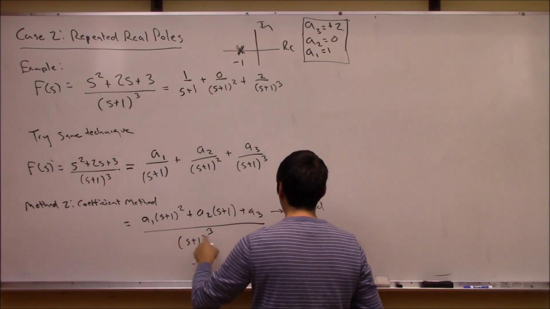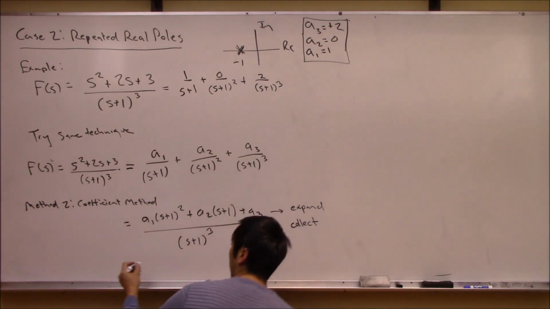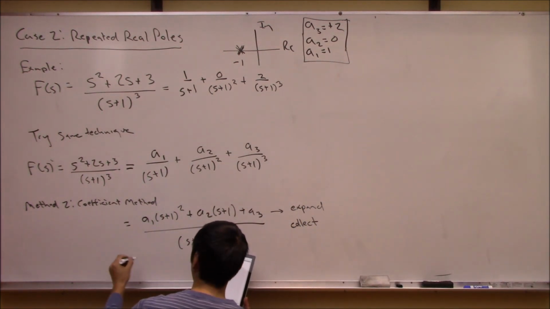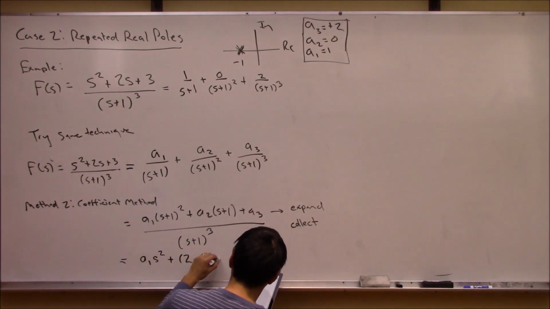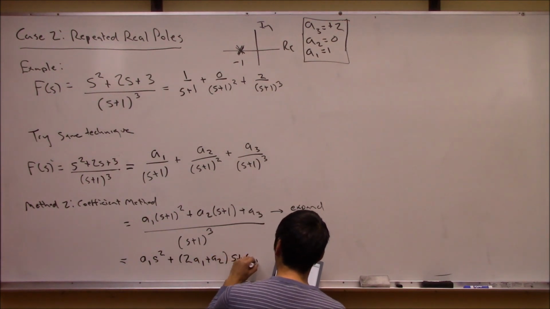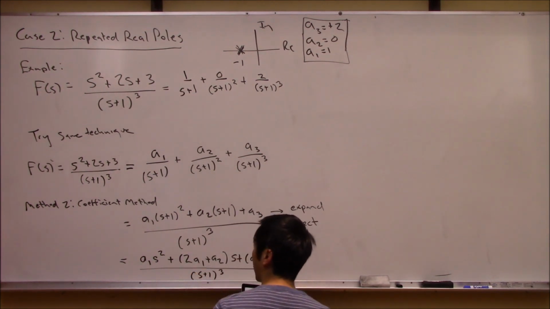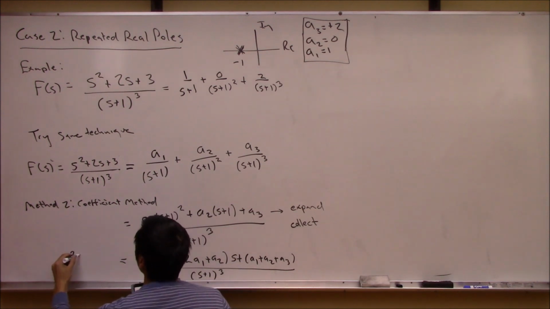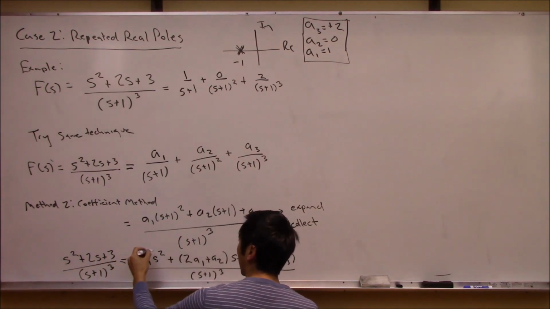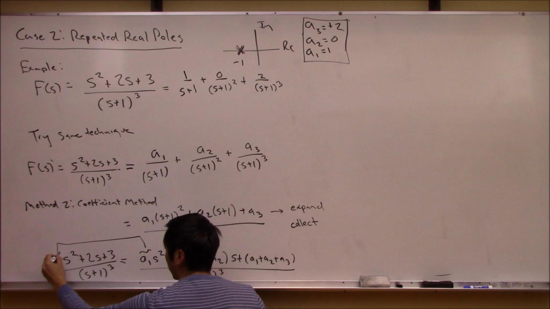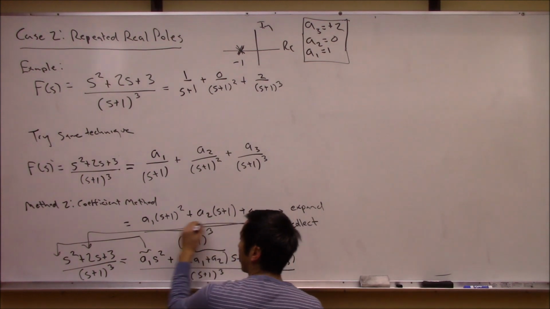I don't think we need to jump over to Mathematica. Take my word that if you ran the exact same operation we did earlier, you would end up with a1 s squared plus (2a1 plus a2) s plus (a1 plus a2 plus a3), all over (s plus 1) cubed. The denominator is the same. So again, to make the left-hand side equal to the right-hand side, the coefficient of s squared has got to match the coefficient of s squared, the coefficient of s has got to match the coefficient of s, and the constant over here has got to match the constant over here.